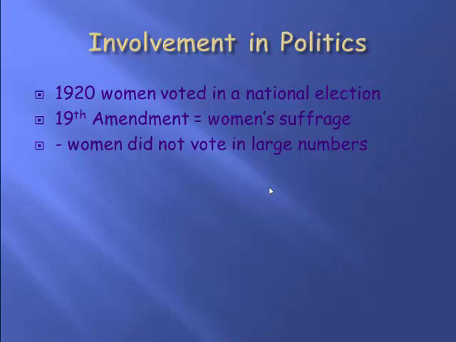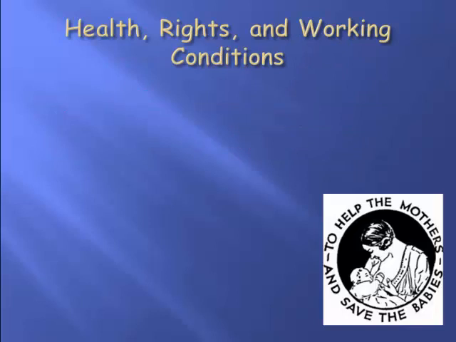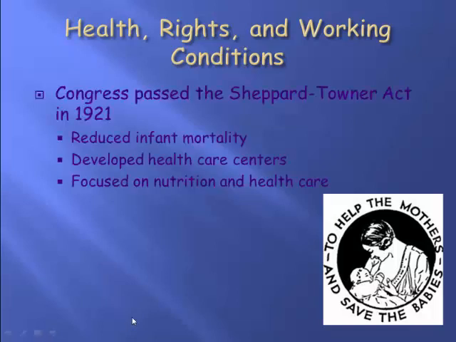They were allowed to vote, but they did not come out and vote. And it kind of shows us that their place maybe was still in that domestic sphere, in the home front. It will take a while before women vote in a national election in large numbers, right? So what actually was happening for the working classes and rights and working conditions for women?